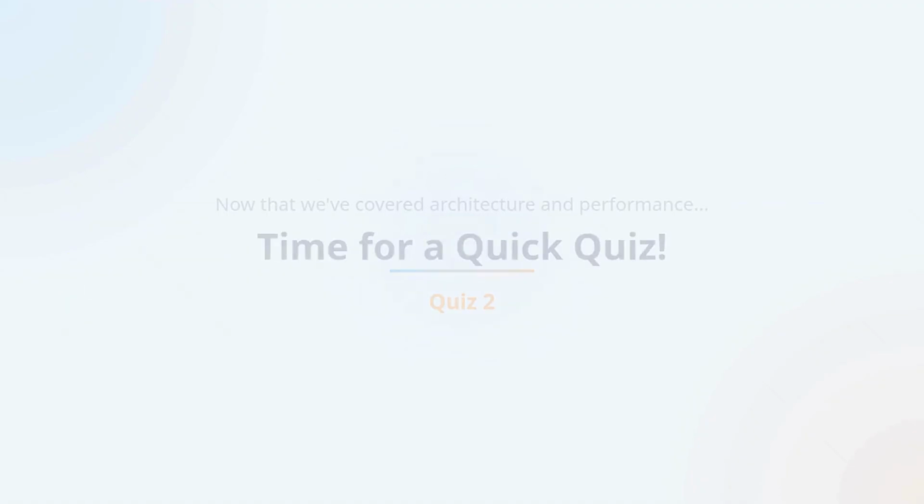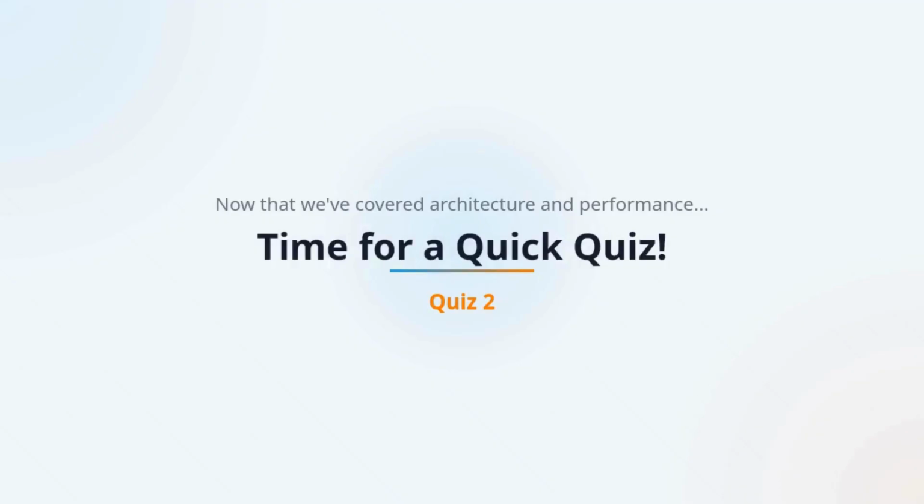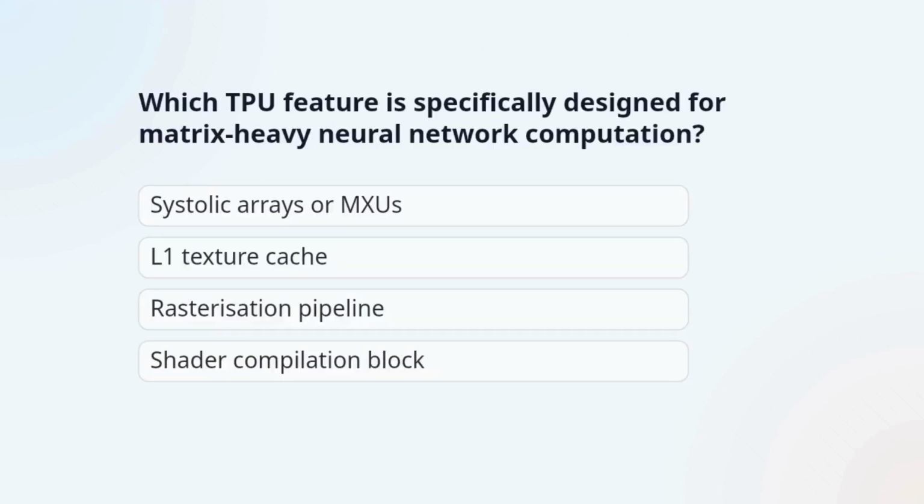differ technically. Now that we've covered architecture and performance, let's test what we've learned so far. Here's quiz number 2. See if you can get it right. Question 1. Which TPU feature is specifically designed for matrix-heavy neural network computation?